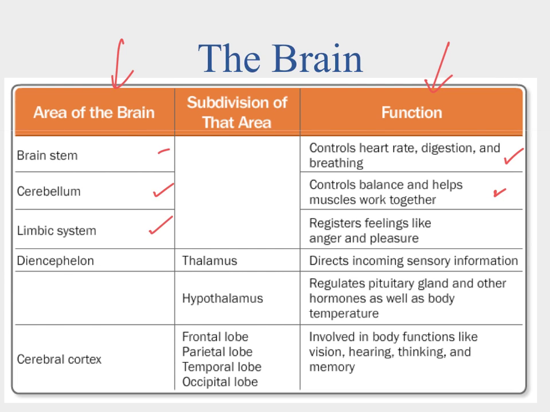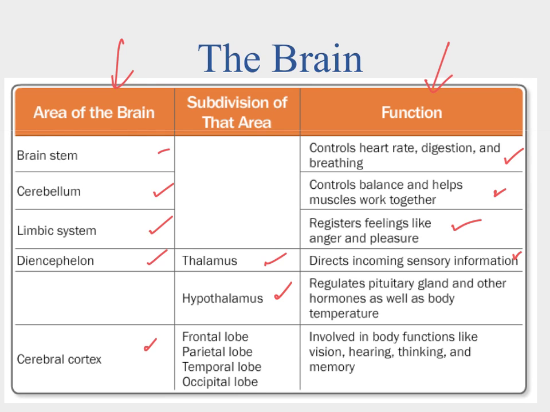We have the limbic system, which is where we generally focus our emotions, and especially the stronger ones like anger and pleasure. In the diencephalon, we have the thalamus, which directs the incoming sensory information. So it kind of works as a filter and tells it where it needs to go. We also have the hypothalamus, which regulates a lot of our endocrine system, our glands, and modifies our body temperature, kind of maintains that homeostasis that we talk about often.